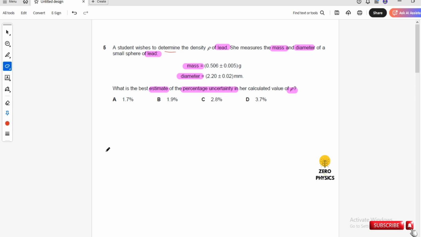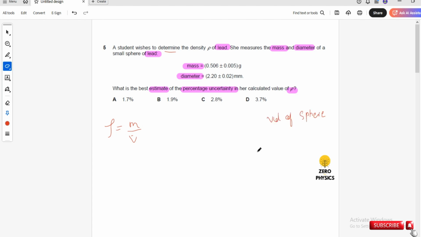So we are given mass and diameter. What is the formula for density? Density equals mass over volume. We are given the absolute value and the absolute uncertainty for mass, but we have not been given the values of volume. So, in order to find volume, we use diameter. We'll find volume in terms of diameter.